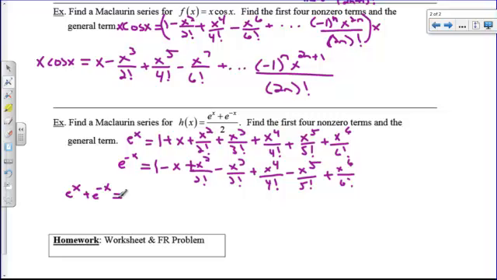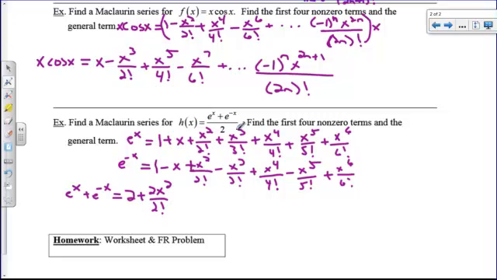So let's see what happens. 1 plus 1, well that's easy, that's 2. What happens when we add the x to the first and the negative x to the first? Those are going to cancel, so that term's gone. Then if I add the next term together, x squared over 2 factorial plus x squared over 2 factorial, I'm going to have 2 of them. 2x squared over 2 factorial.